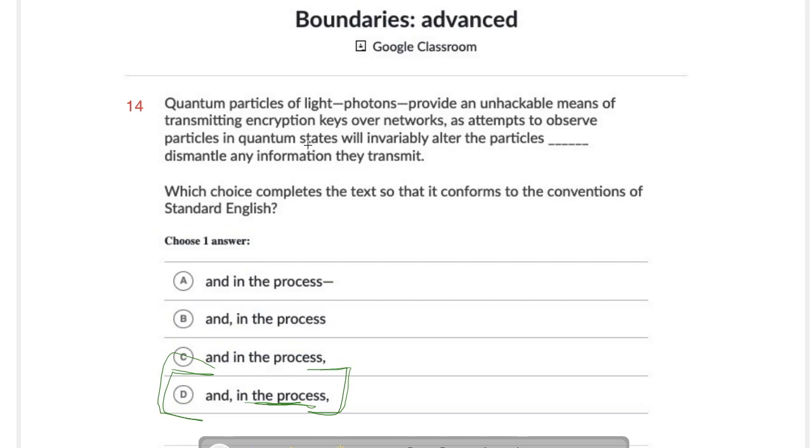So these attempts will invariably alter the particles and dismantle any information they transmit. The attempts, that's our subject, and we have a compound predicate, I guess you'd call that. We have two different verbs, 1 and 2. Attempts will alter and dismantle. So we take this and we surround it or enclose it with identical punctuation marks.